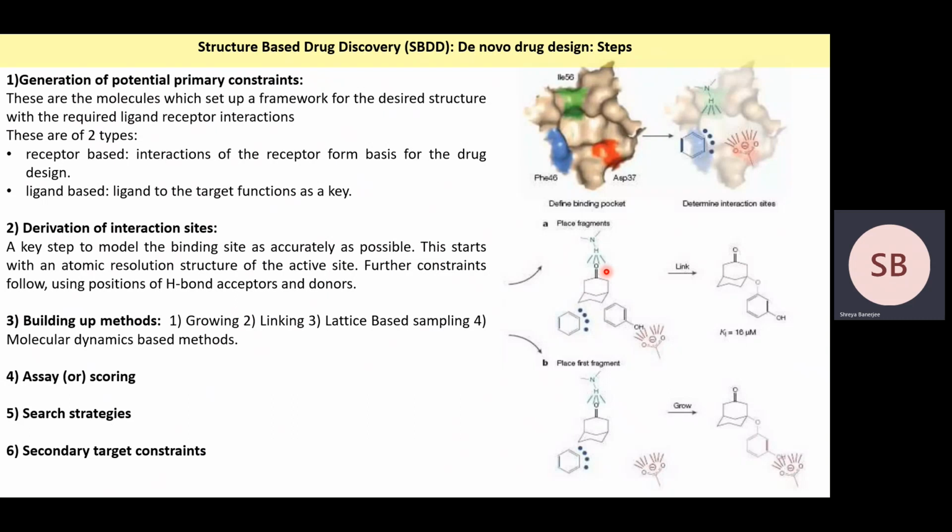the ligand. The next part is building up methods, which are of different kinds, like growing, linking, lattice-based sampling, or molecular dynamics-based methods. So suppose from the first two points, we have figured out that we need an aromatic ring with an OH group and a cyclic structure with a carbonyl group in the ligand. Now we can link these together, that is, one after the other.